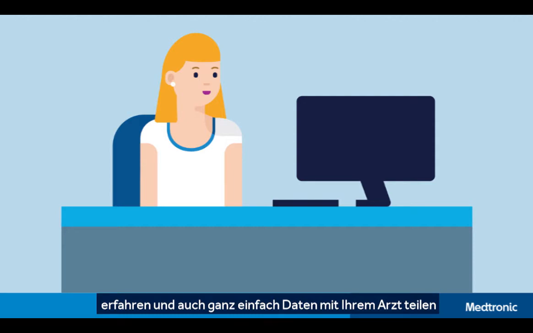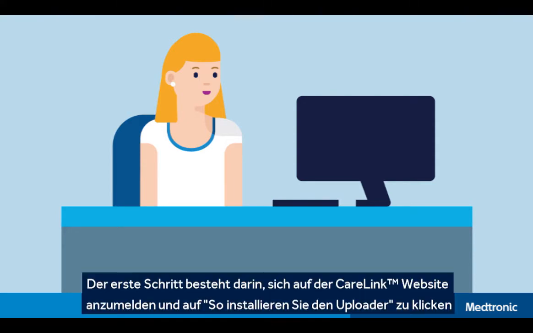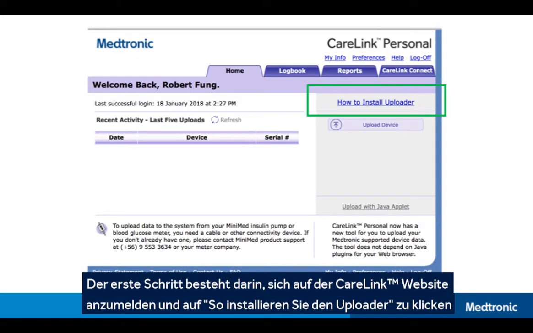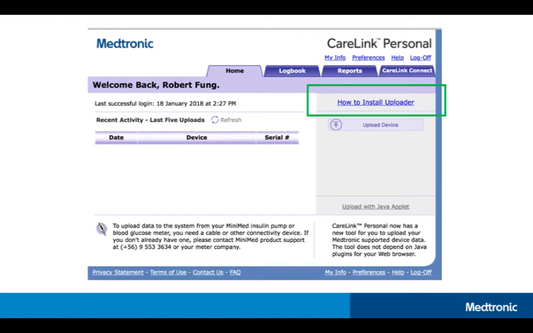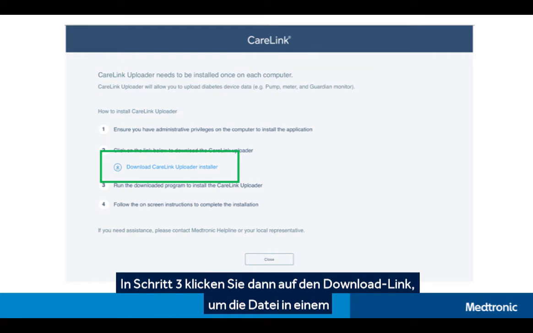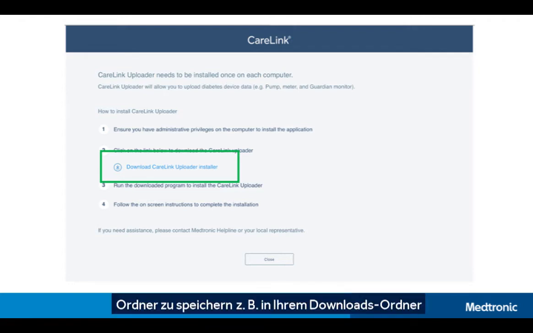to share your data with your diabetes healthcare team. The first step is to sign in to the CareLink personal website and click on How to install Uploader. After you have signed in, click on the Download CareLink Uploader Installer link to save the file onto your computer. Save to a folder that you can easily find, like the Downloads folder.